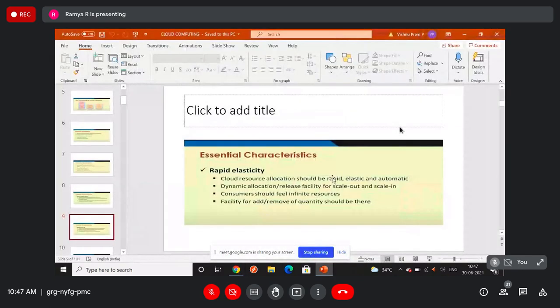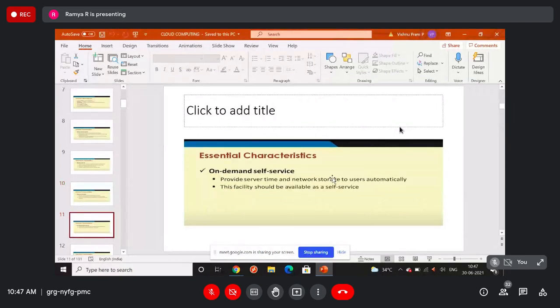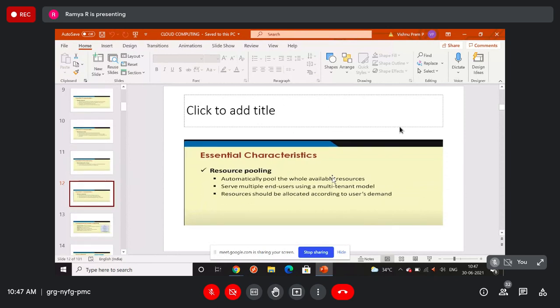Okay, and next, measured service: how much you are extending, for that you have to pay. How much storage you want to take, for that you have to pay. On-demand self-service. On demand means whenever you want, you can get the service. Next, resource pooling. Resource pooling means the resources should be allotted according to the users' demand. The resources which you want should always be available, and according to your requirement they have to provide the resources.